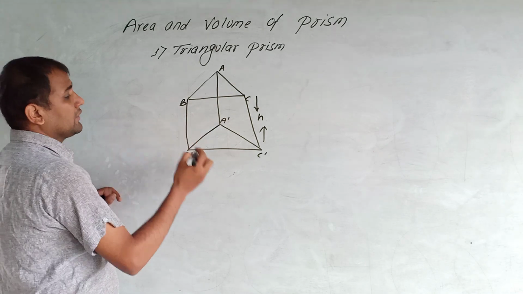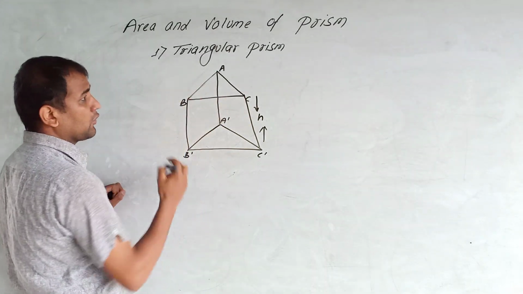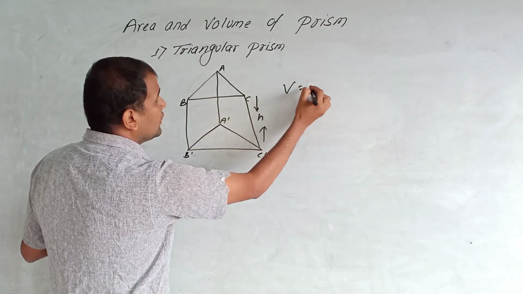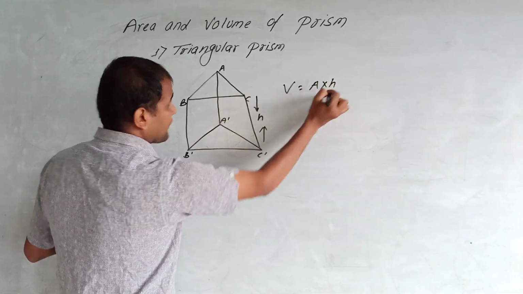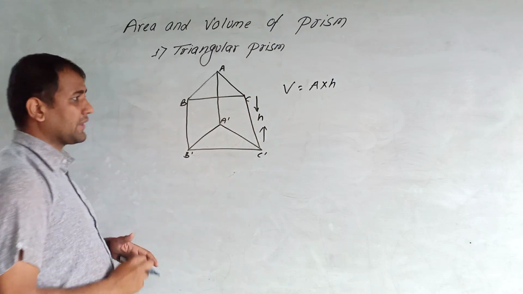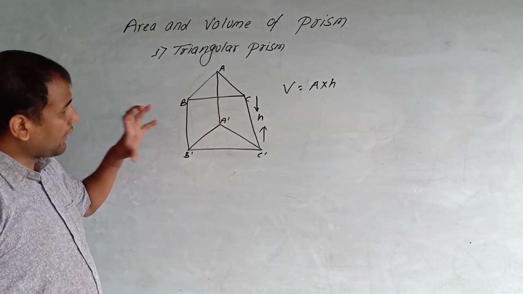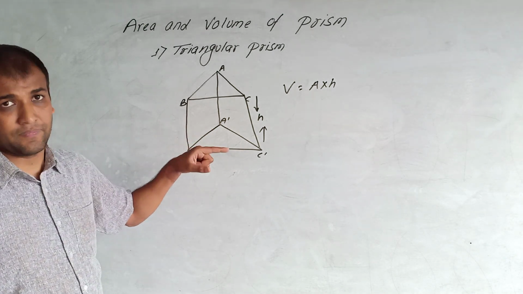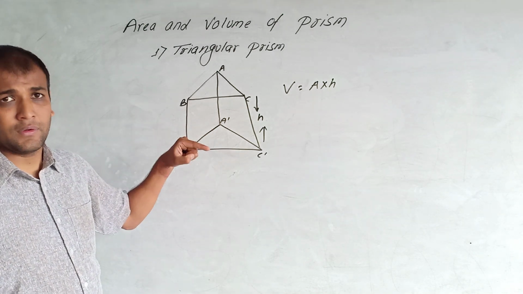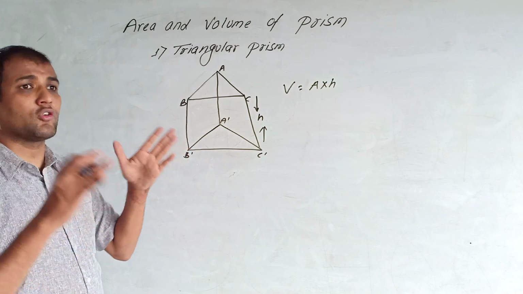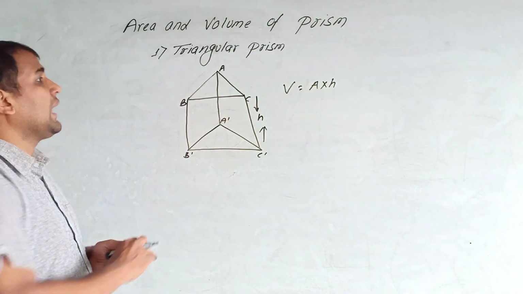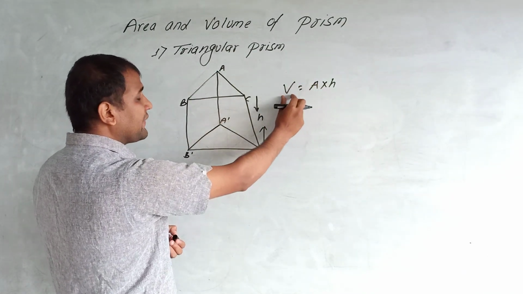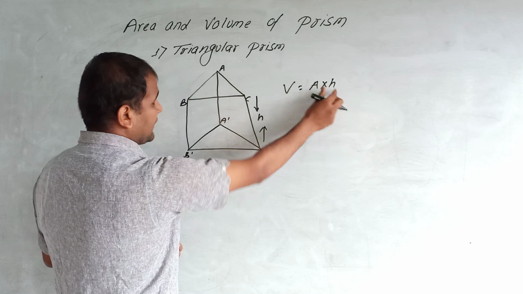To find the volume of this triangular prism, volume V is equal to A into H, where H is the height of the prism. First we should find the area of this base, the area of the triangle. What type of triangle is given? Find the area of that triangle and you find the volume by V is equal to A into H.